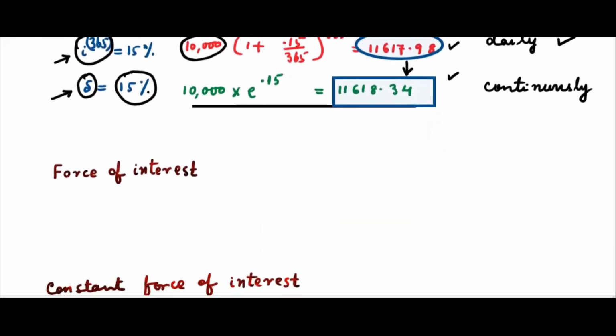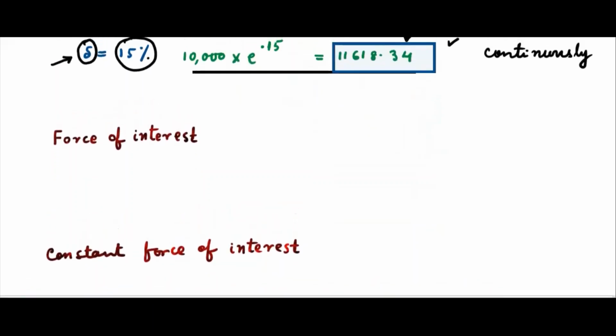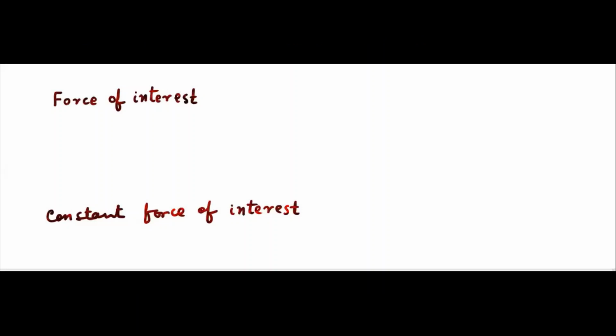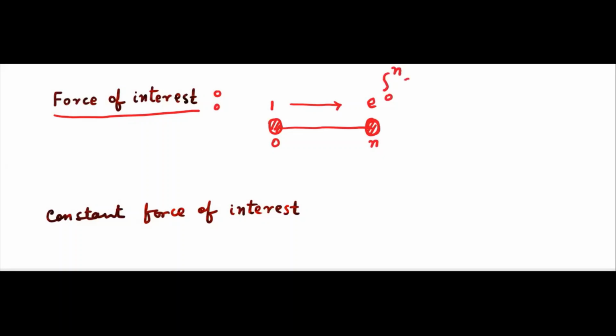Now we'll try to differentiate between constant force of interest and force of interest. If you invest money here, and the number of years is given, n years, 1 will grow to e power the integral from 0 to n of delta t dt. Here delta t is the force of interest.